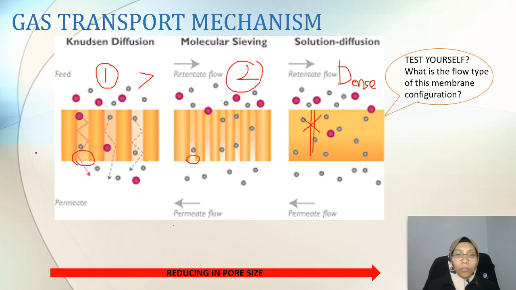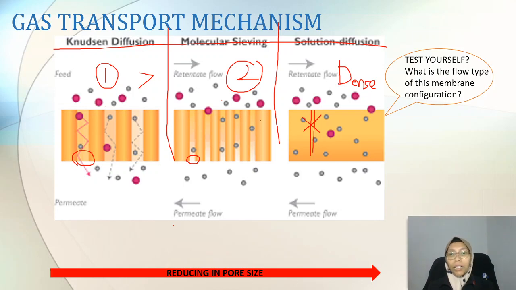Alright. Because of the different pore size of each membrane, they are going to follow different types of gas transport mechanism. The bigger one follows Knudsen diffusion. The intermediate pore size follows molecular sieving, and the non-pore membrane will follow the solution diffusion mechanism.